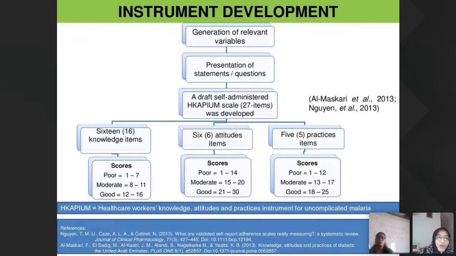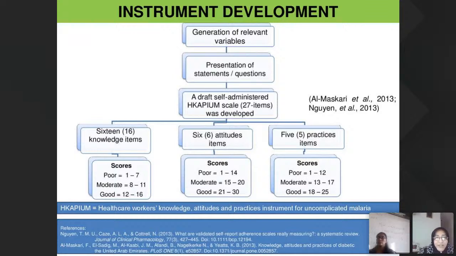Before undergoing the pilot study, it has gone through extensive validity testing. There are many types of validity, but usually we do three: face validity, content validity, and construct validity. At this stage we have done the face and content validity extensively. At the beginning it was 27 items: 16 for knowledge, 6 for attitude, and 5 for practices.